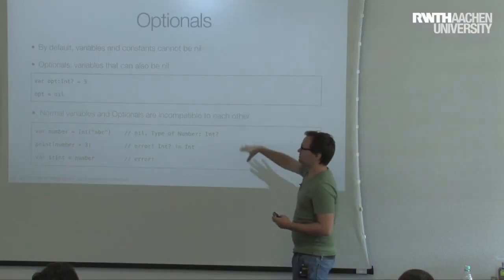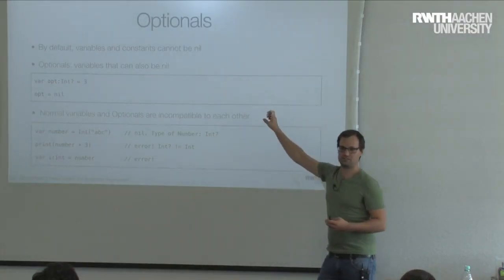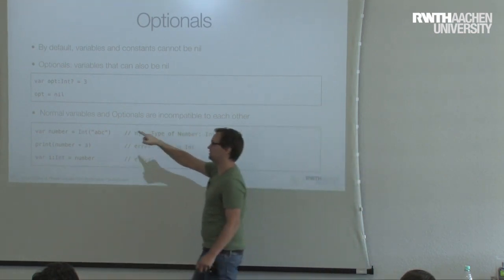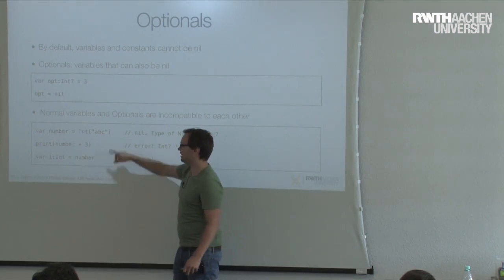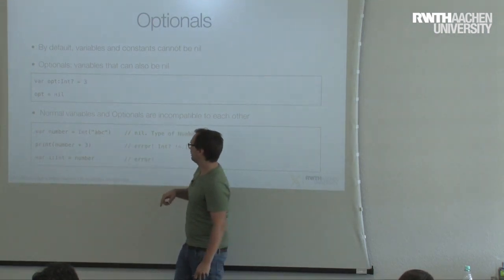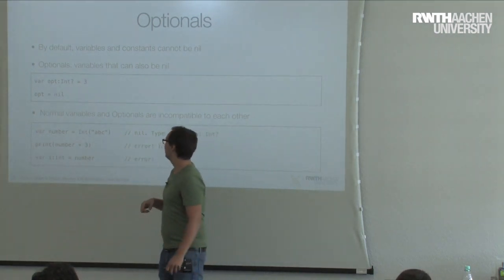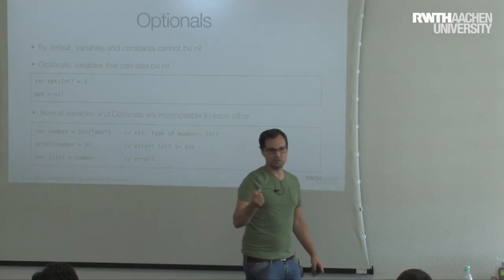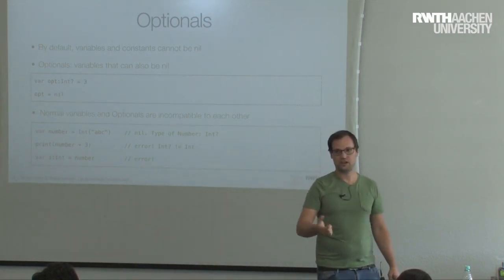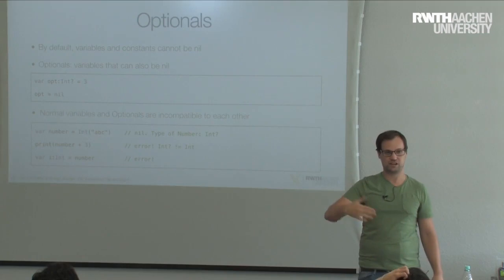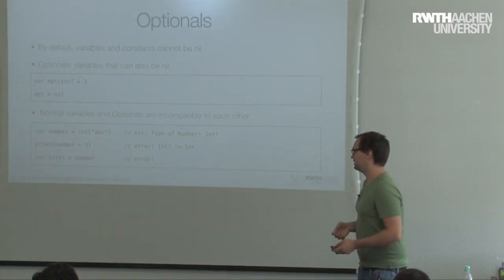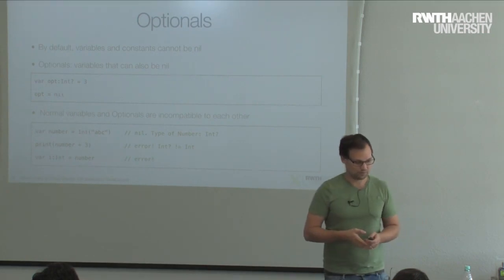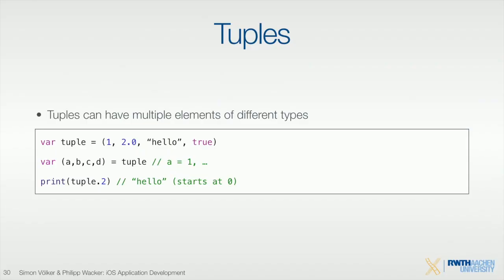So the problem with this is that it basically defines a new variable type. This is not an integer with the additional option of being nil. This is a fully new type, and you actually have to convert these things. So basically, if you have an optional, you always have to unpack it before you can actually use the value, or ask, are you nil, or something like this, and this will then work out.